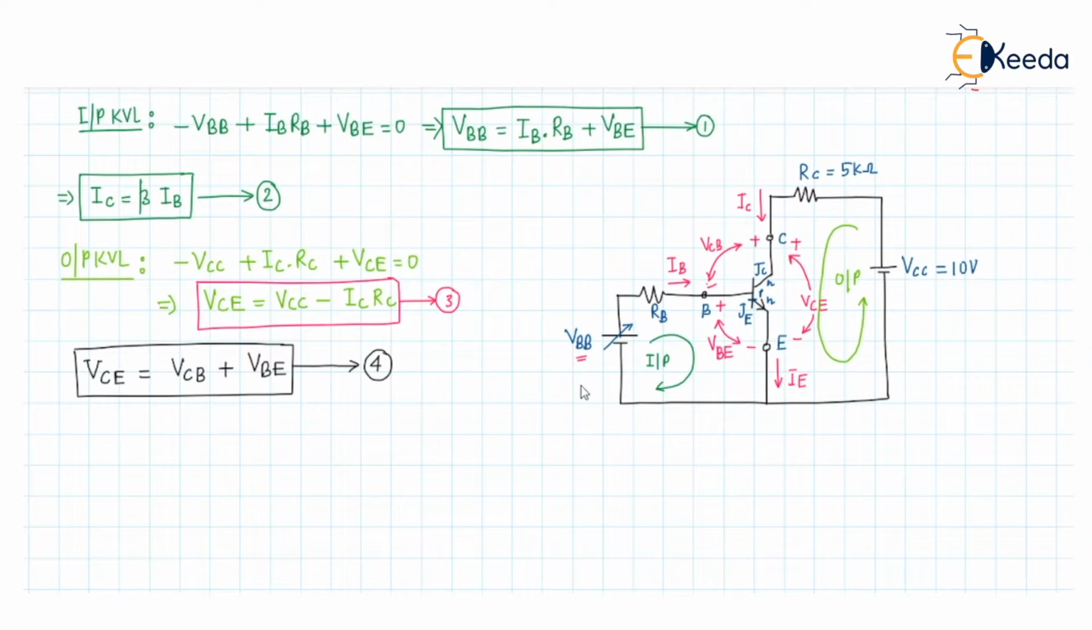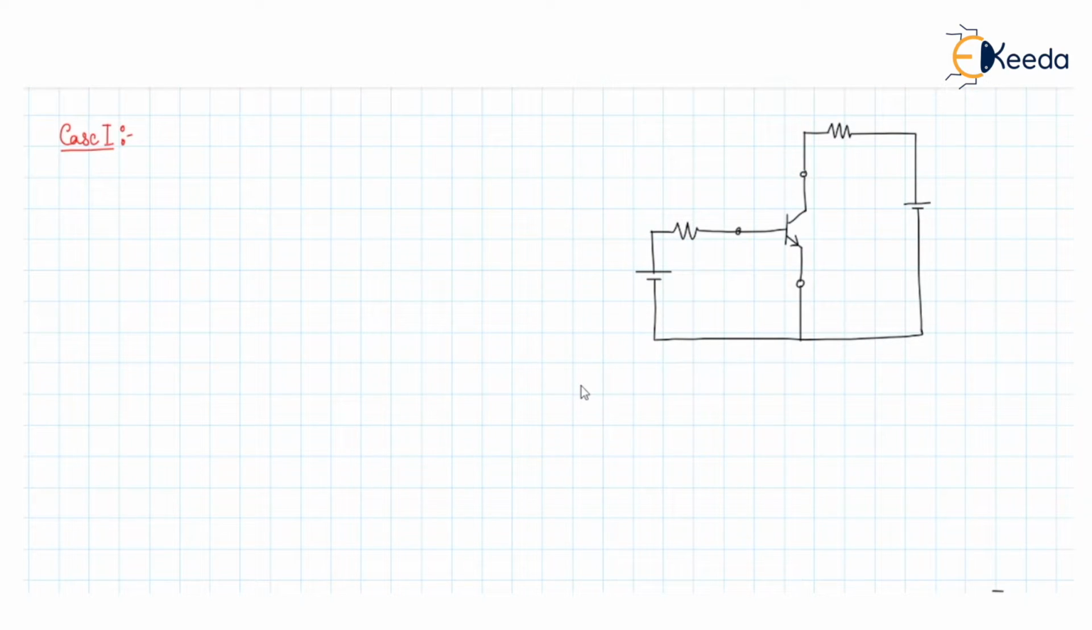So for the first case, we will make this VBB voltage 0. So case 1 can be written in this form. In case 1, what we are doing is that if the VBB voltage is equal to 0 volt, we'll see what will happen in this case. So here right now the VBB voltage is 0 volt.